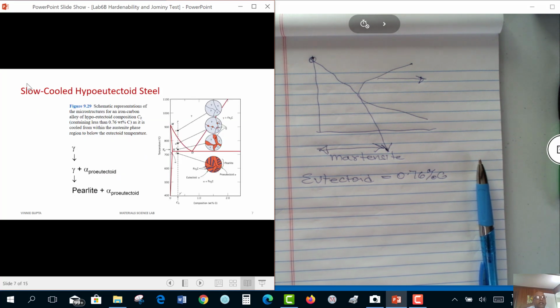So let's see what happens in a hypoeutectoid steel. In the last lab, what we did was slow cooling. So here is hypoeutectoid steel. At point C, we had 100% austenite. Then right above the eutectoid, we had a combination of austenite, which had not transformed, and pro-eutectoid alpha. So this pro-eutectoid alpha stays even when we cool it below the eutectoid temperature, but the austenite becomes pearlite.